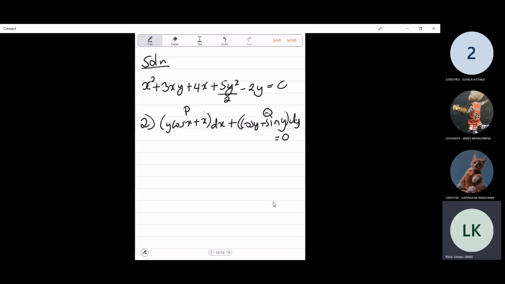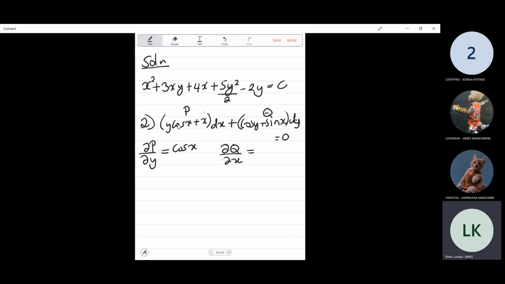So I want to show you how you test it, and you work out dp dy. That means you take this and you differentiate it with respect to y, and the answer is cos x. And then you also work out dq dx. Then, did I write this question correctly? No, this is an x here.